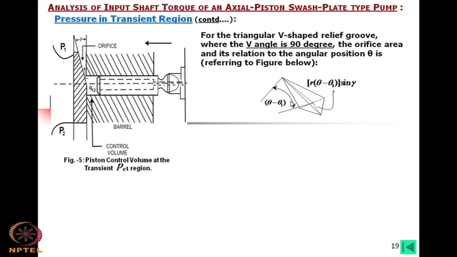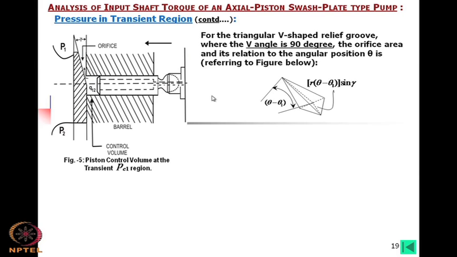Now, this angle is 90 degree, that means this angle is considered 90 degree. Okay. Now, for that if you look into this geometry, then this altitude will become this angle. Now, the orifice area and its relation to the angular position theta is given by this angle, where in this case again we have considered the theta angle with respect to the valve rotation. So, this angle is considered as the total angle theta minus theta 1.